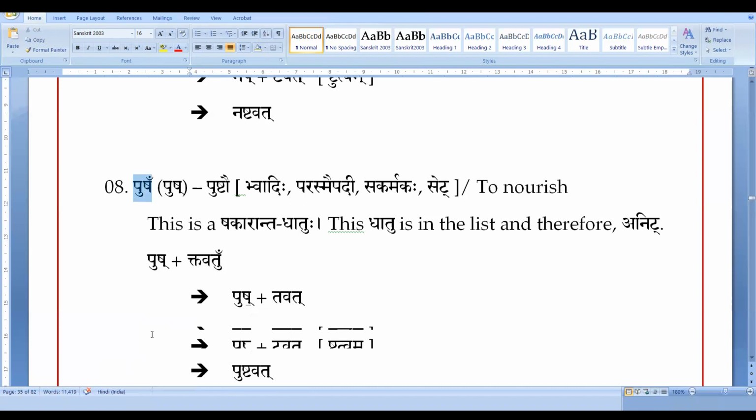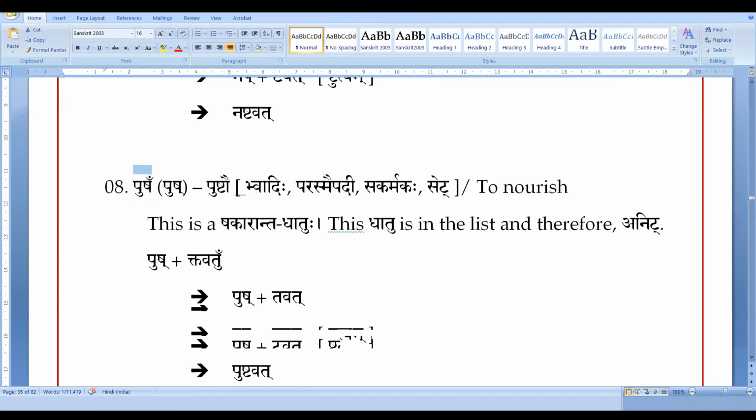Okay, next dhatu is Push dhatu. Chakaranta dhatu, it is not Udit dhatu. And this dhatu also is in the list. Therefore, Anit, Eka-ach, Anudatta dhatu. This dhatu is there in other ganas also. It is there in the 9th gana: Pushnati, Pushnitaha, Pushnanti. So, first we take this dhatu as belonging to Bhvadi gana.